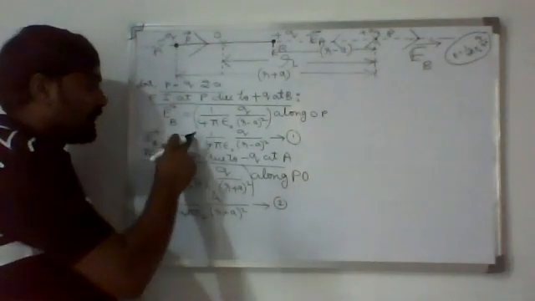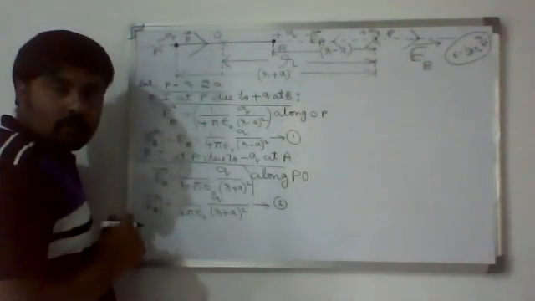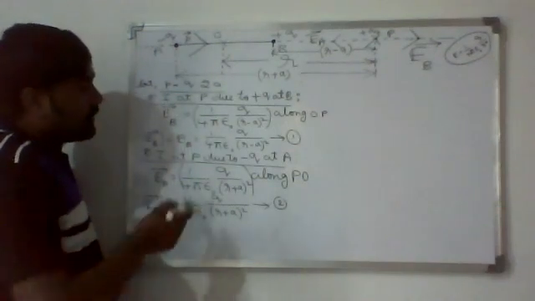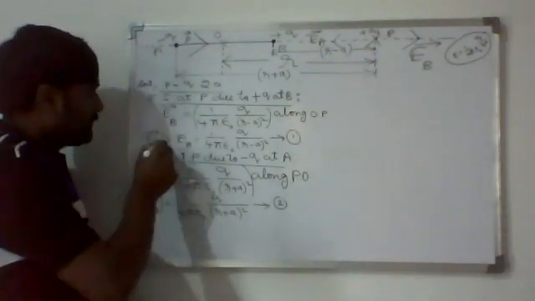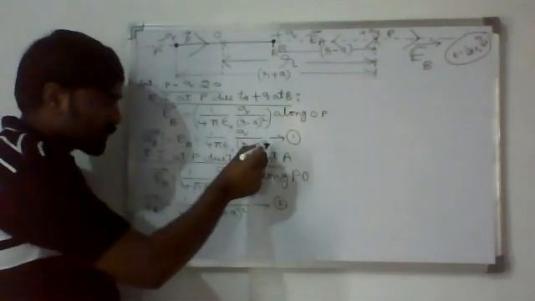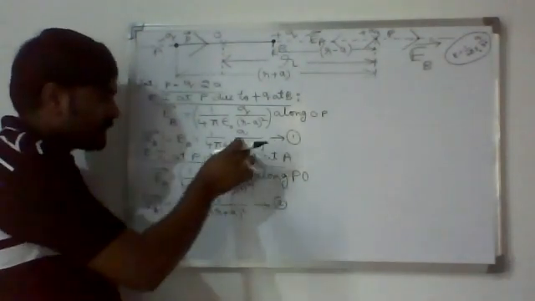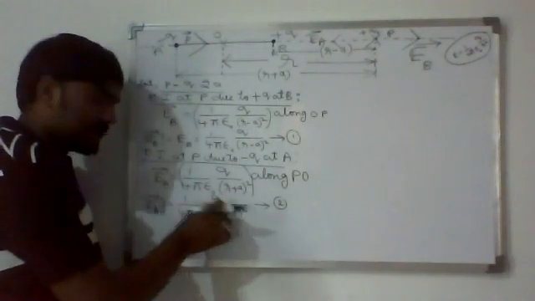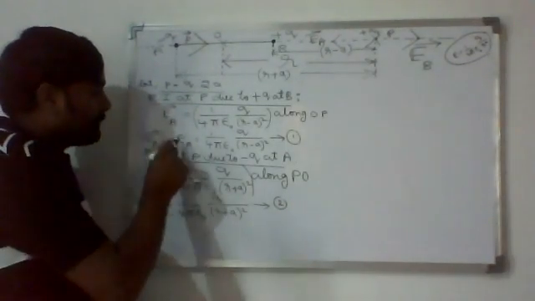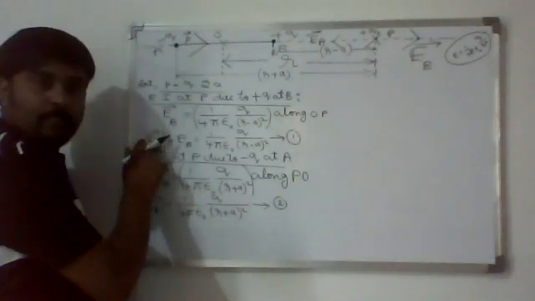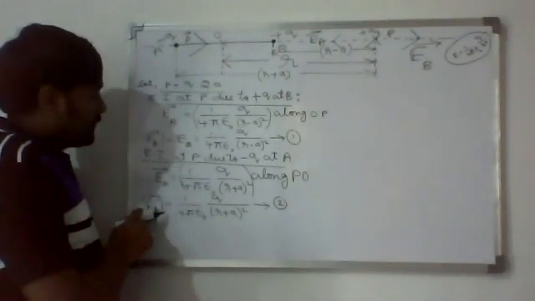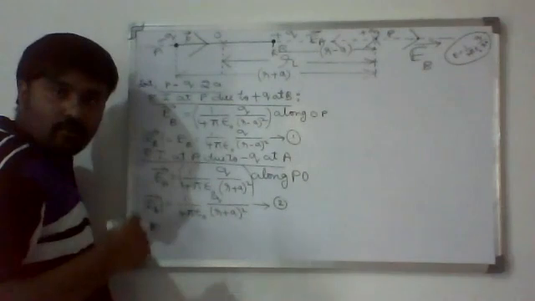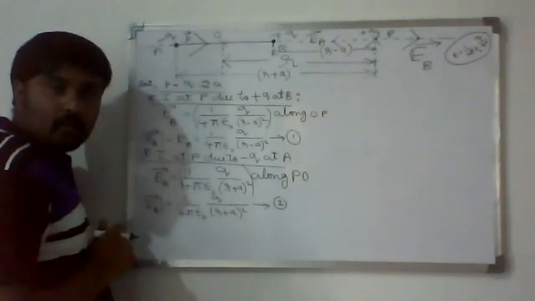Now comparing equations 1 and 2, what is your conclusion? Here (R minus A) whole square is there, here (R plus A) whole square is there. The electric field is inversely proportional to the square of the distance. This distance is very small, this is maximum. So the magnitude of the E_B vector is much stronger than the magnitude of the E_A vector.